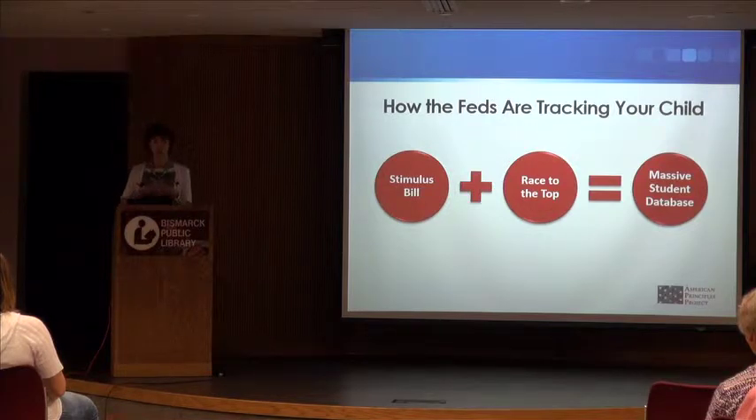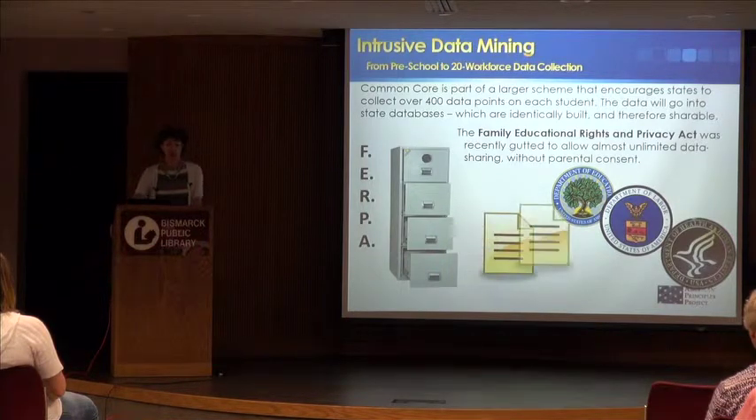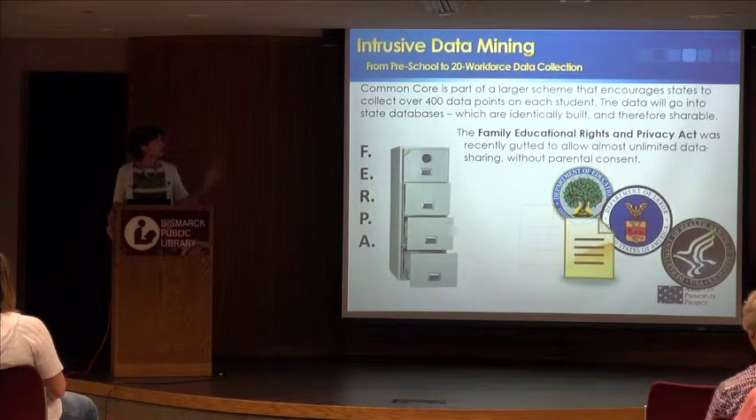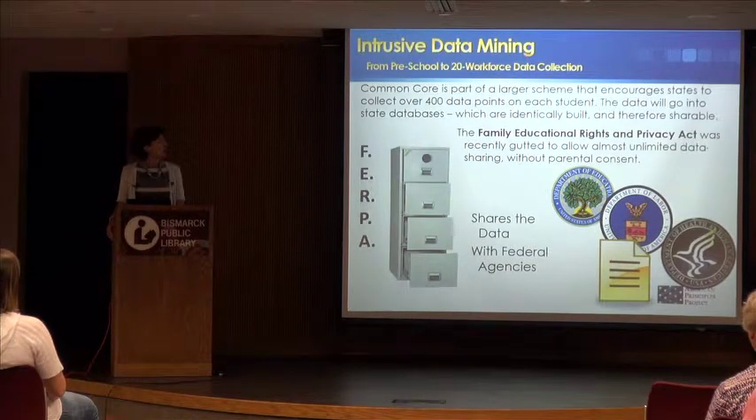And if you got that money, you're building the database, and North Dakota got money. And then they also had that as part of Race to the Top, and so you end up with a massive student database. Now, the National Education Data Model suggests a lot of 400 data points on each student. That's not mandatory, but it's suggested. It's not mandatory yet, we'll put it that way. And so the data will go into the state databases, which are identically built under the stimulus bill. They were required to build all of these databases identically.